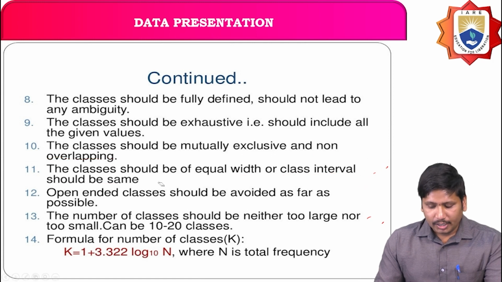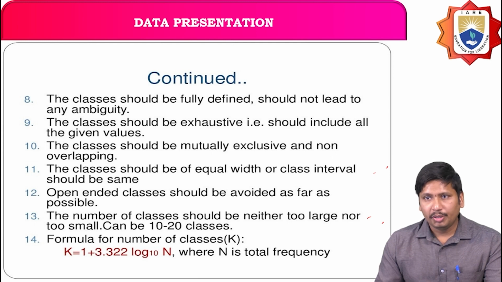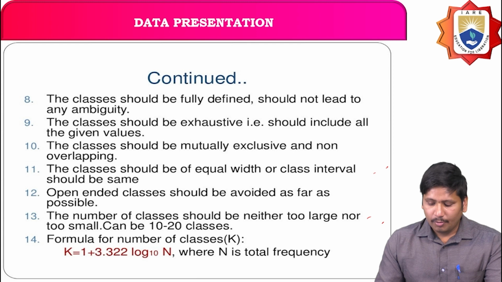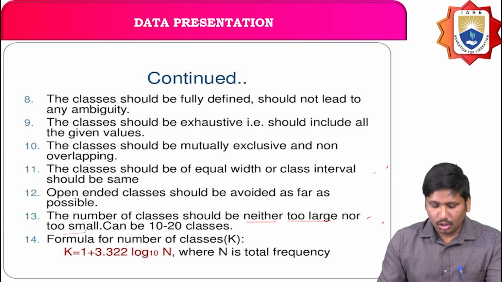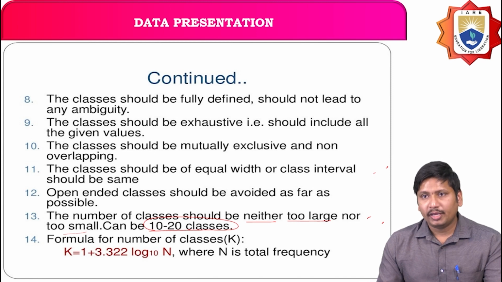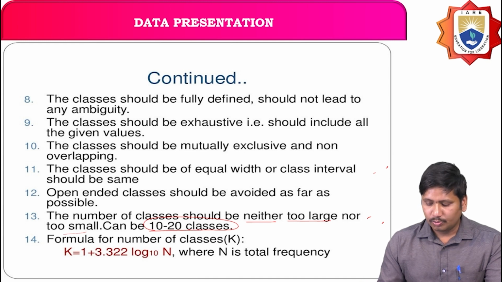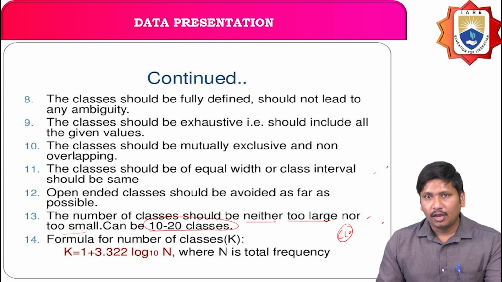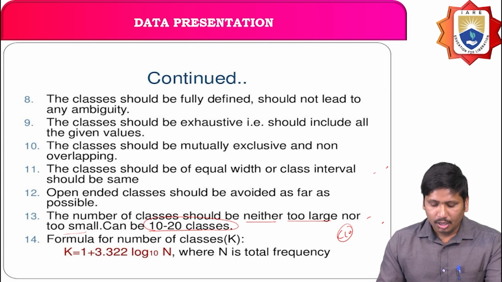And the open-ended classes should be avoided as far as possible. The classes that have open-ended mode should also be avoided. And then the number of classes should be neither too large nor too small. Roughly it should be around 10 to 20 classes. That should be sufficient for a single application. Suppose the number of classes is more than 30 or 40, it will be very difficult to do the coding and all. And less than 10 should also be considered very small. We should not maintain that.